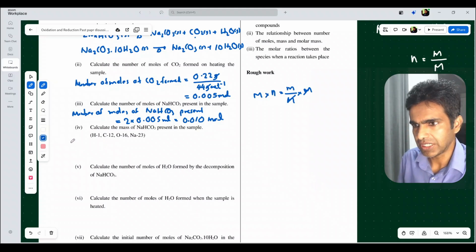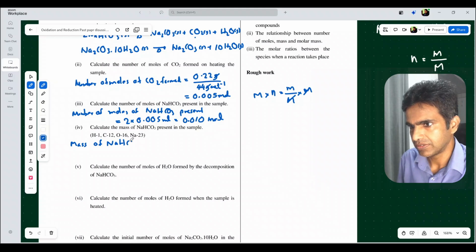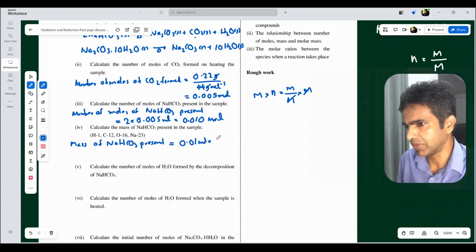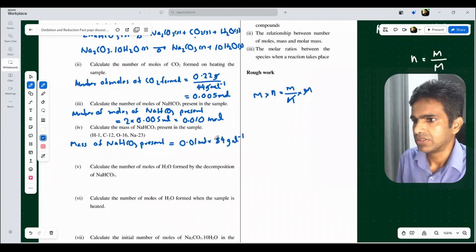So we can calculate mass of sodium bicarbonate present. Number of moles 0.01 times molar mass. Molar mass of sodium bicarbonate is 84 grams per mole. So how did I write that?